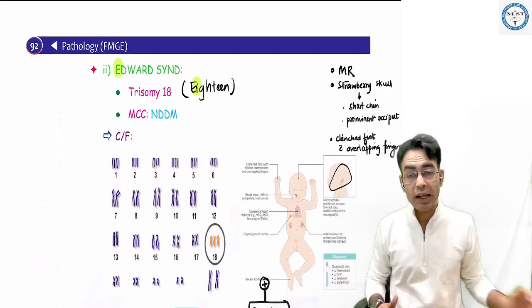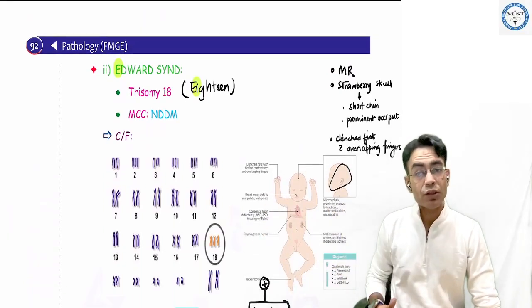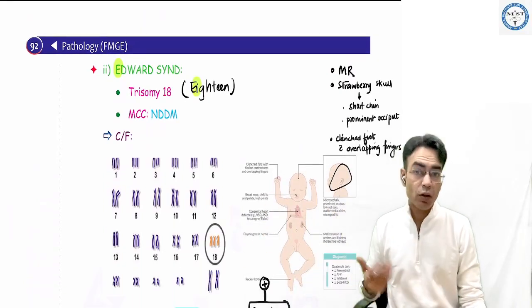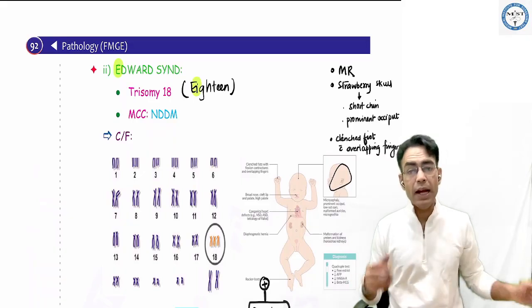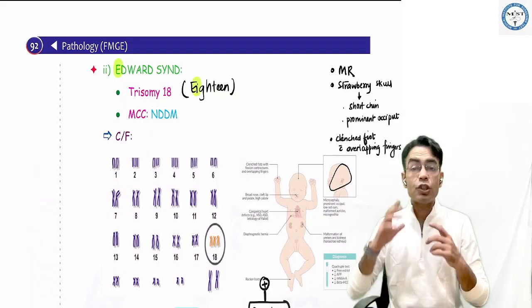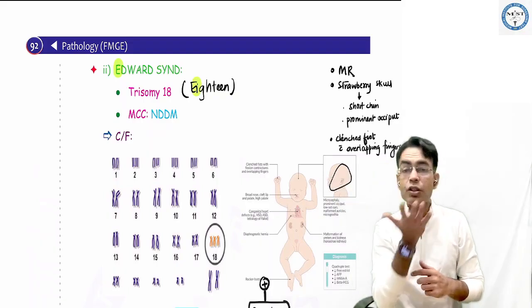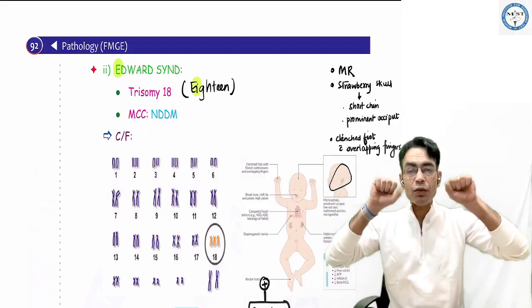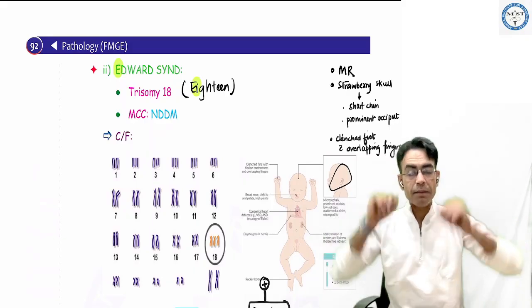Edward syndrome came in your exam. They gave the karyotype and asked what it is. It is trisomy 18, because it's a trisomy, so nondisjunction. And I told you, learn, they will be mentally retarded, but they have what? Strawberry skull, prominent occiput, short chin. They are having clenched fist, overlapping fingers, like that.